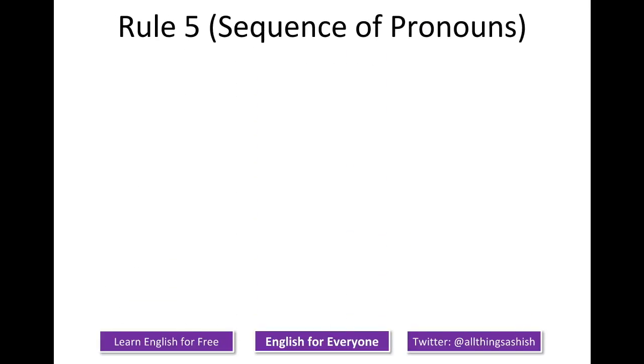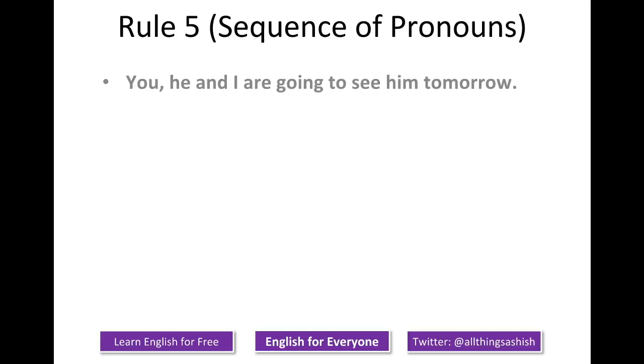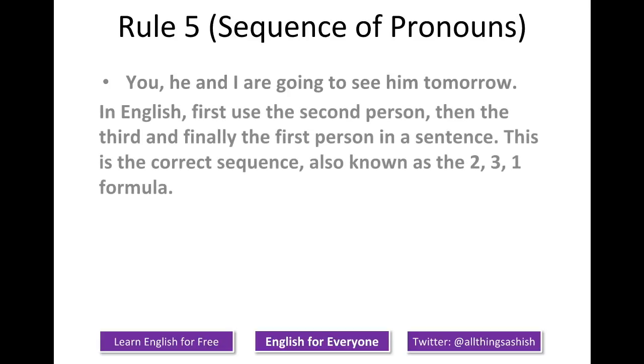All right. Rule number 5, sequence of pronouns. I consider this as a rule that a lot of people ignore. You, he, and I are going to see him tomorrow. This is a sentence with the correct sequence of pronouns in it. So in English, first we use the second person, then the third person, and finally the first person in a sentence. This is the correct sequence, also known as the 2-3-1 formula.